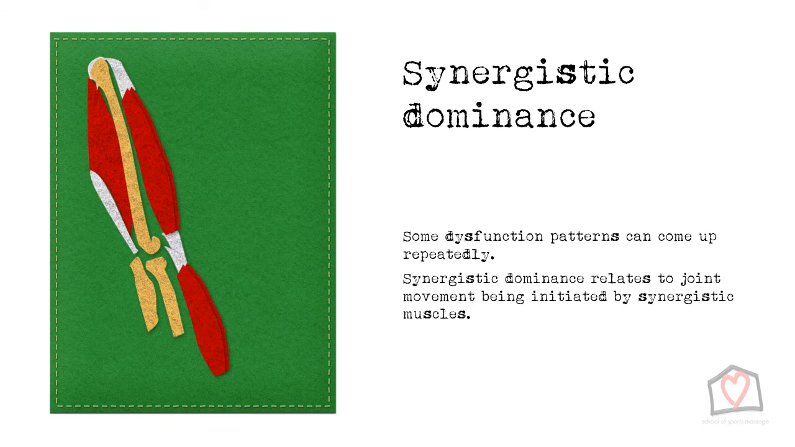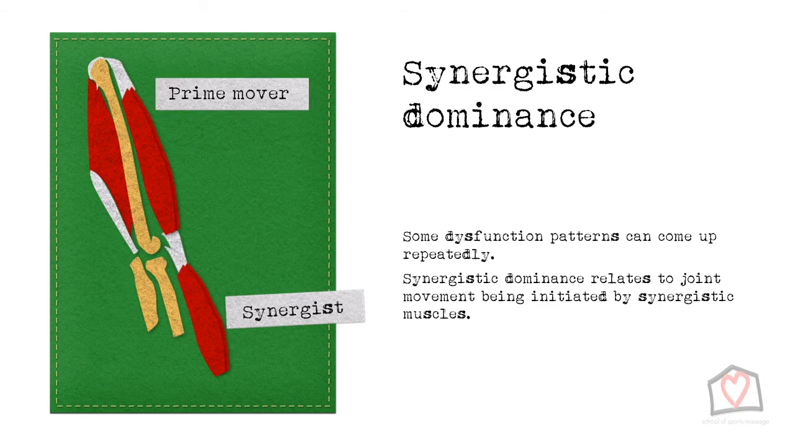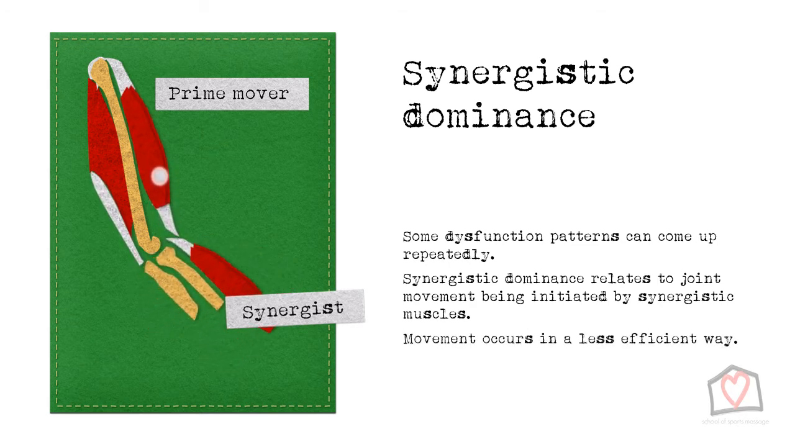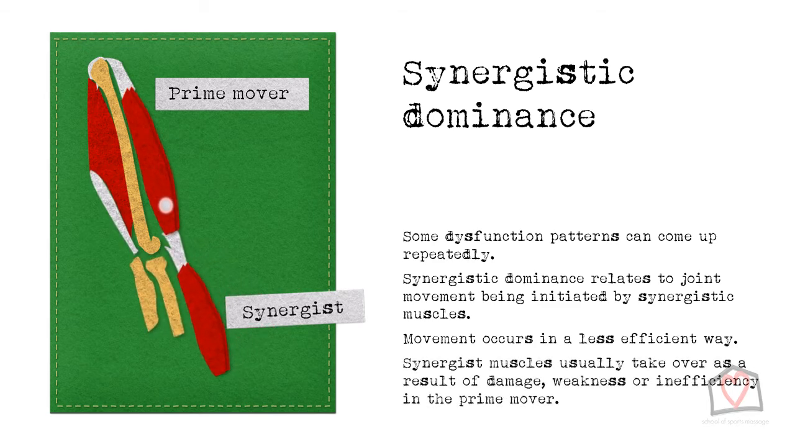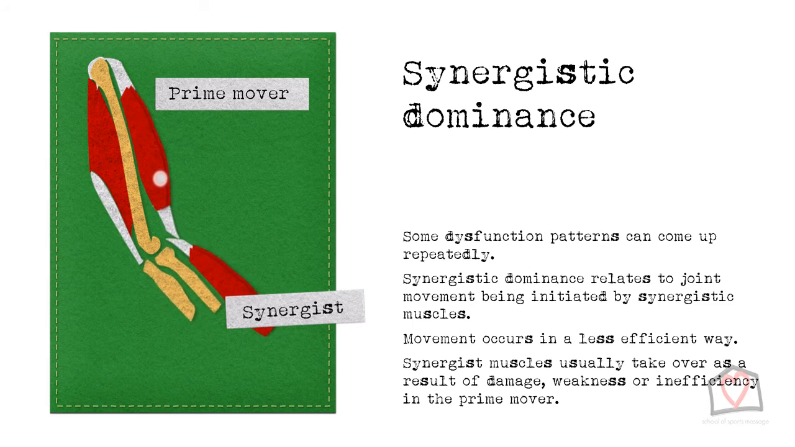As previously mentioned, this relates to joint movement being initiated by synergistic muscles, muscles that should be supporting but not performing the movement. This allows movement to happen, however in a less efficient way, as the synergist muscles are usually weaker and often fatigue more quickly. They typically take over as a result of damage, weakness, or inefficiency in the prime mover. This means that over time, movement becomes more dysfunctional and injury may occur. You are able to do some tests for synergistic dominance, but watching someone move and feeling activation patterns is the best way.